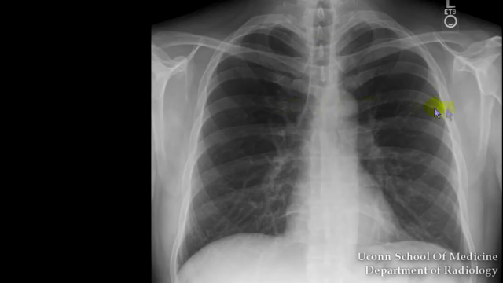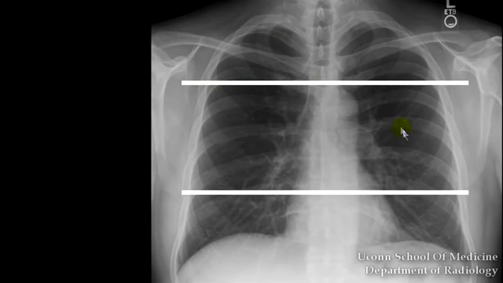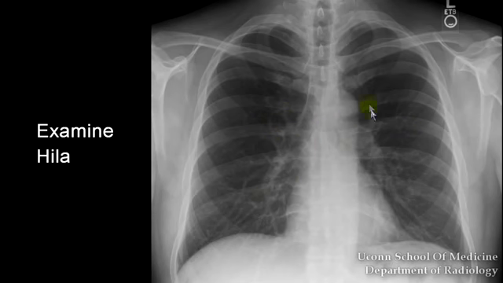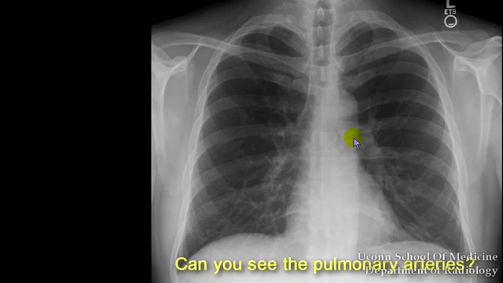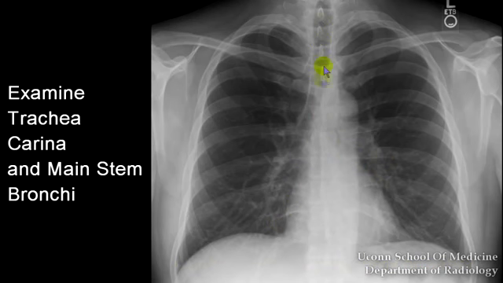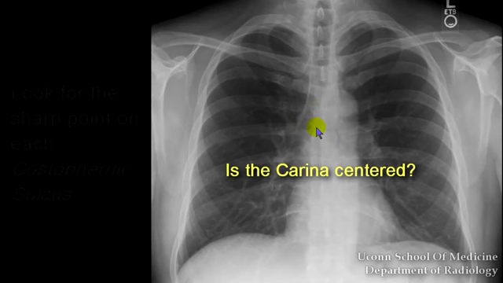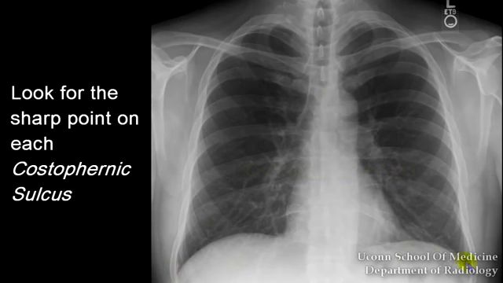Break down the lungs into horizontal thirds so that it's easier for your eyes to focus on individual sections. Examine each third for abnormalities. Examine the hilar structures and pulmonary vasculature. Do the pulmonary arteries look normal? Are enlarged lymph nodes visible? Find the tracheal air column and locate the carina, which splits the trachea into the right and left main stem bronchi. Is it centered? Look at each costophrenic sulcus. Are they sharp and distinct?